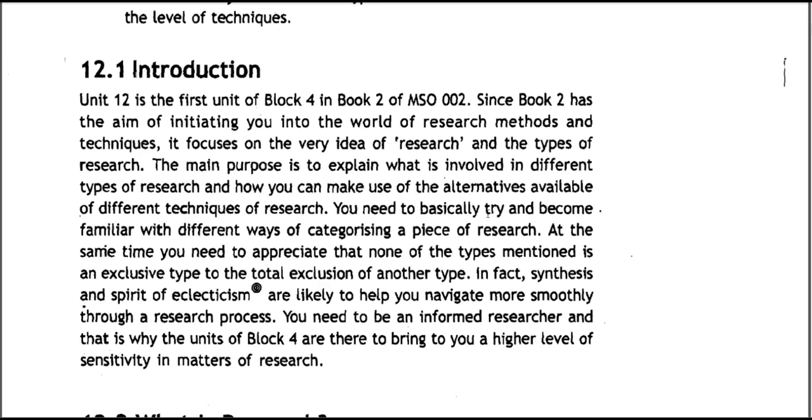You need to basically try and become familiar with different types of categorizing a piece of research. At the same time, you need to appreciate that none of this type mentioned is an exclusive type to the total exclusion of another type. In fact, synthesis and spirit of eclecticism are likely to help you navigate more smoothly through a research process. You need to be an informed researcher, and that is why the units of Block 4 are there to bring to you a higher level of sensitivity in matters of research.